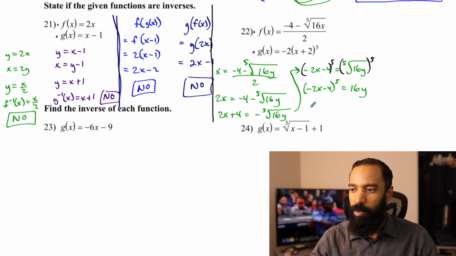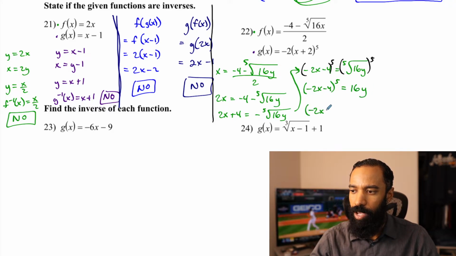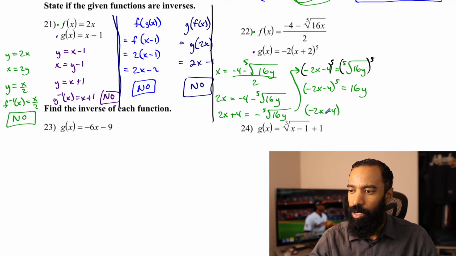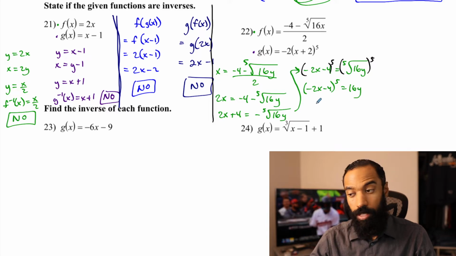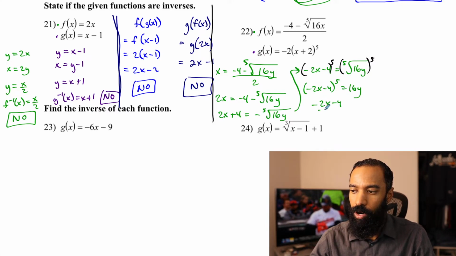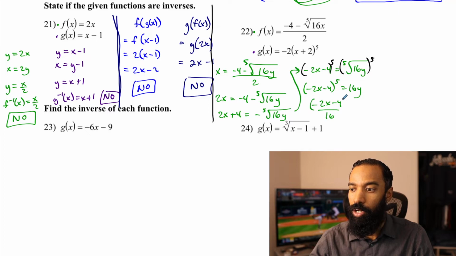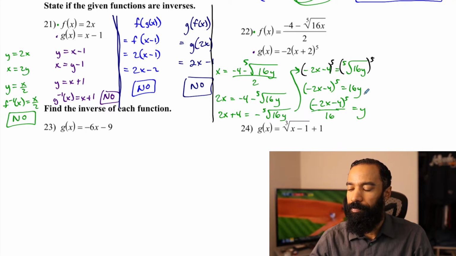And then you divide both sides by 16. And then you get negative 2x minus 4, all over 16, to the 5th power. That's why I had parentheses. All over 16 equals y.